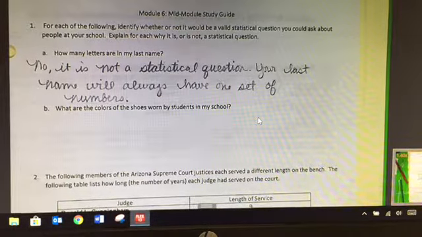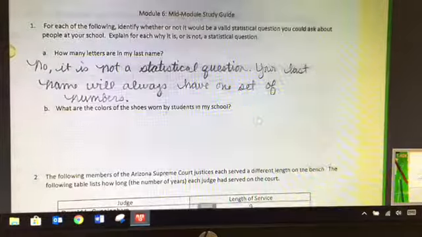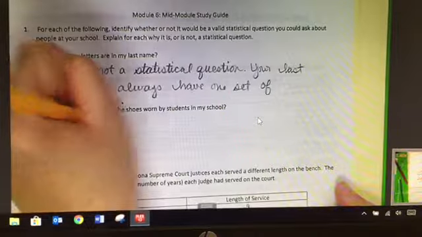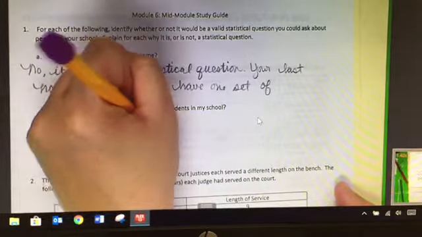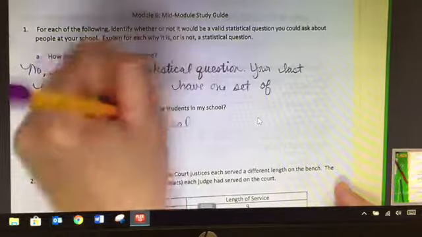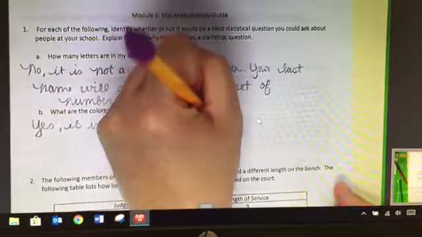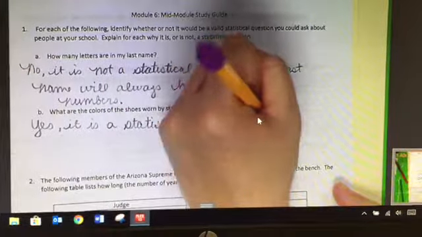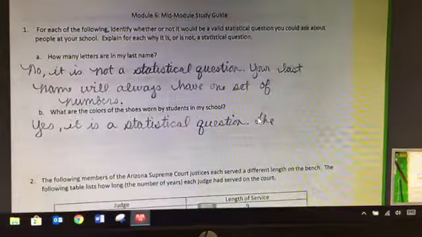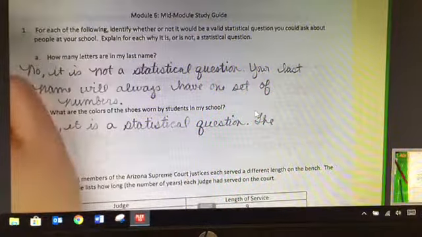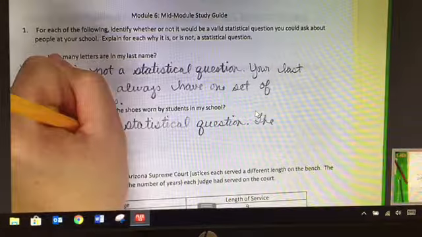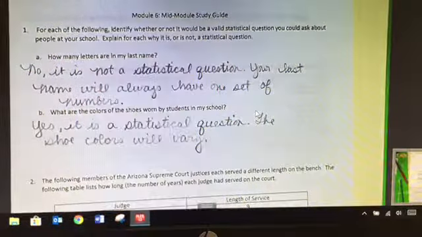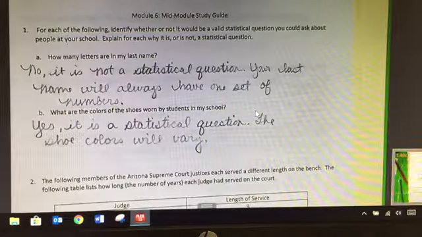B. What are the colors of the shoes worn by the students in my class? You said yes, it is a statistical question. And it's statistical because these shoe colors will vary. So you cannot just say yes or no. You have to explain the why.